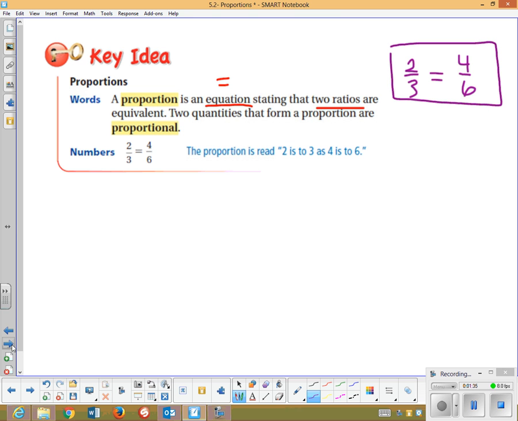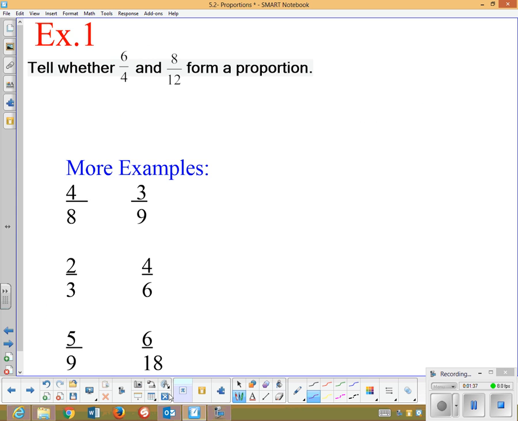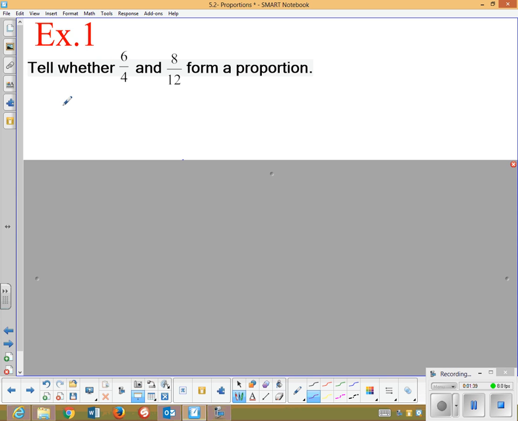In our first example, I'm going to go ahead and just show you this much. It says, tell whether 6/4 and 8/12 form a proportion. In other words, are they the same? A proportion means they are the same. And the other word we can use for it is proportional. Are they proportional? So what I'm going to do is set this up as a proportion problem by writing 6/4 equals 8/12.